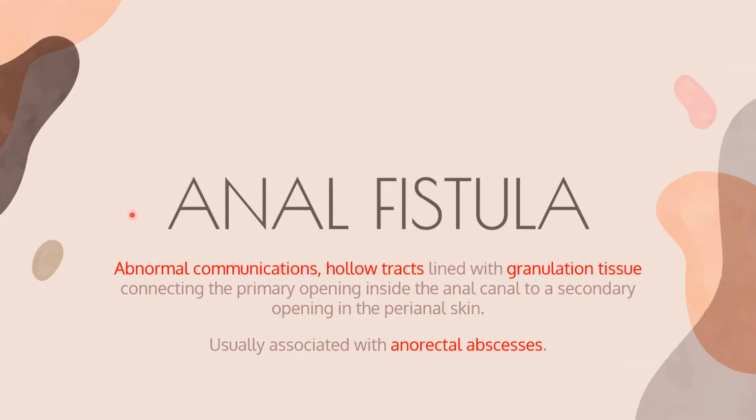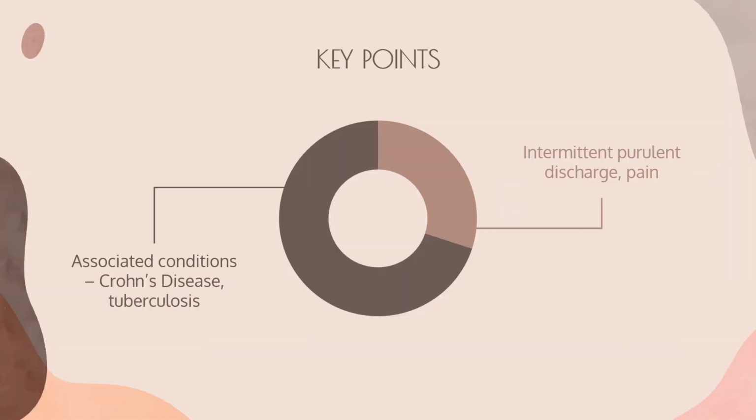Our third differential diagnosis is anal fistula, which is an abnormal communication, hollow tracts lined with granulation tissue connecting the primary opening inside the anal canal to a secondary opening in the perianal skin. It is usually associated with anorectal abscesses. Anal fistula and anorectal abscesses share a common etiology. Abscess formation represents the acute phase, with subsequent epithelialization of the tract, leading to the establishment of a fistula. However, not all anorectal abscesses go on to form fistulas.